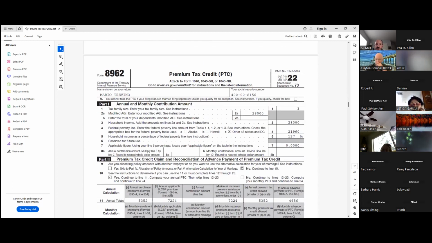Here's that premium tax credit. So we made entries into the software, at least I did, based on the 1095-A. And you may have heard a couple of folks talking about the advanced premium tax credit. The acronym was APTC. This is the name.